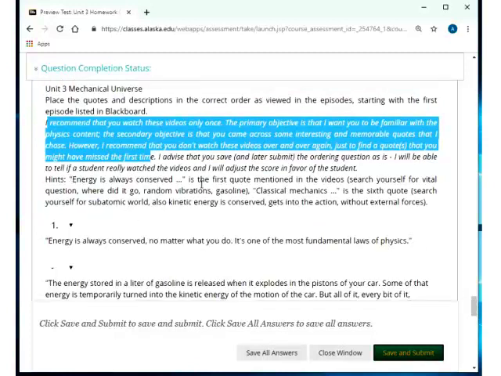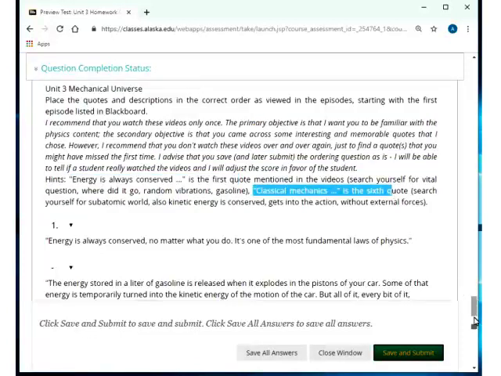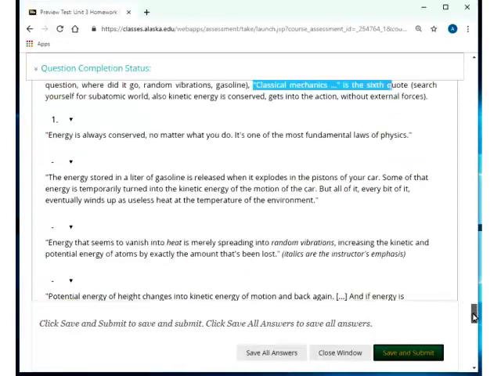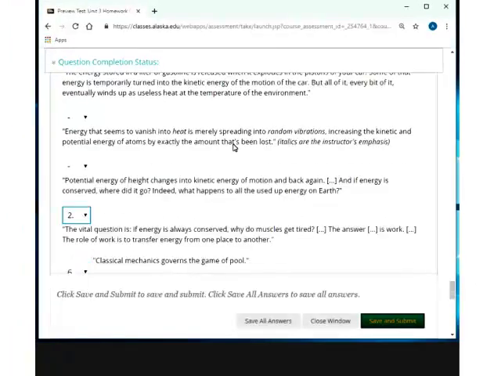So the first quote is, energy is always conserved. And there it is. And the classical mechanics is the sixth quote. And there it is. And if you want me to, I can give a couple of others away. So the vital question is, energy is always conserved, and so on. That's the second quote.